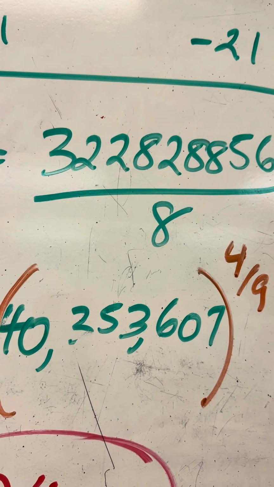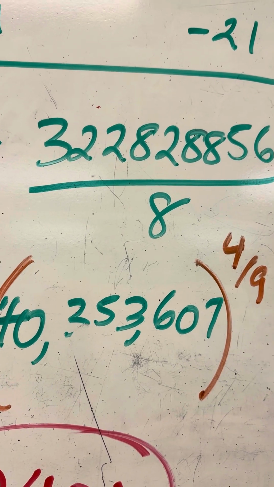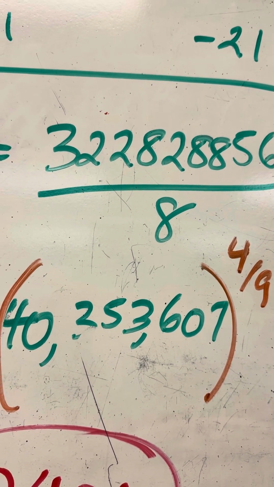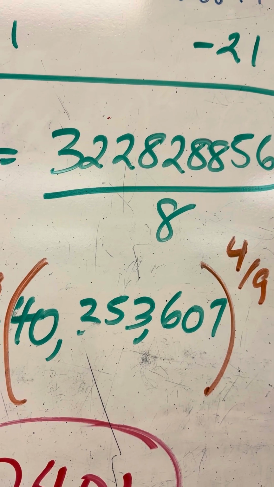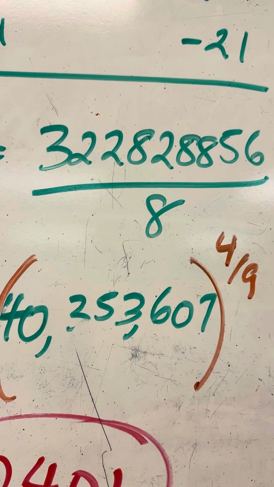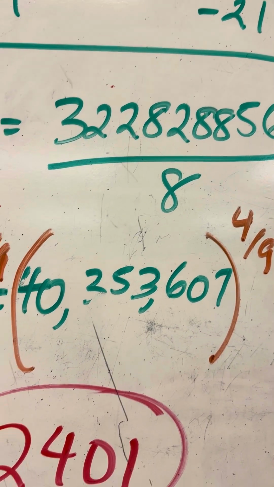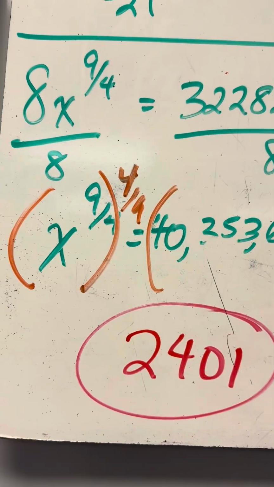If you don't use parentheses on your phone calculator, it'll mess up for you. It'll just do to the 4th power and then divide it by 9. You don't want that. So use parentheses to the 4/9. 2401 is your answer.